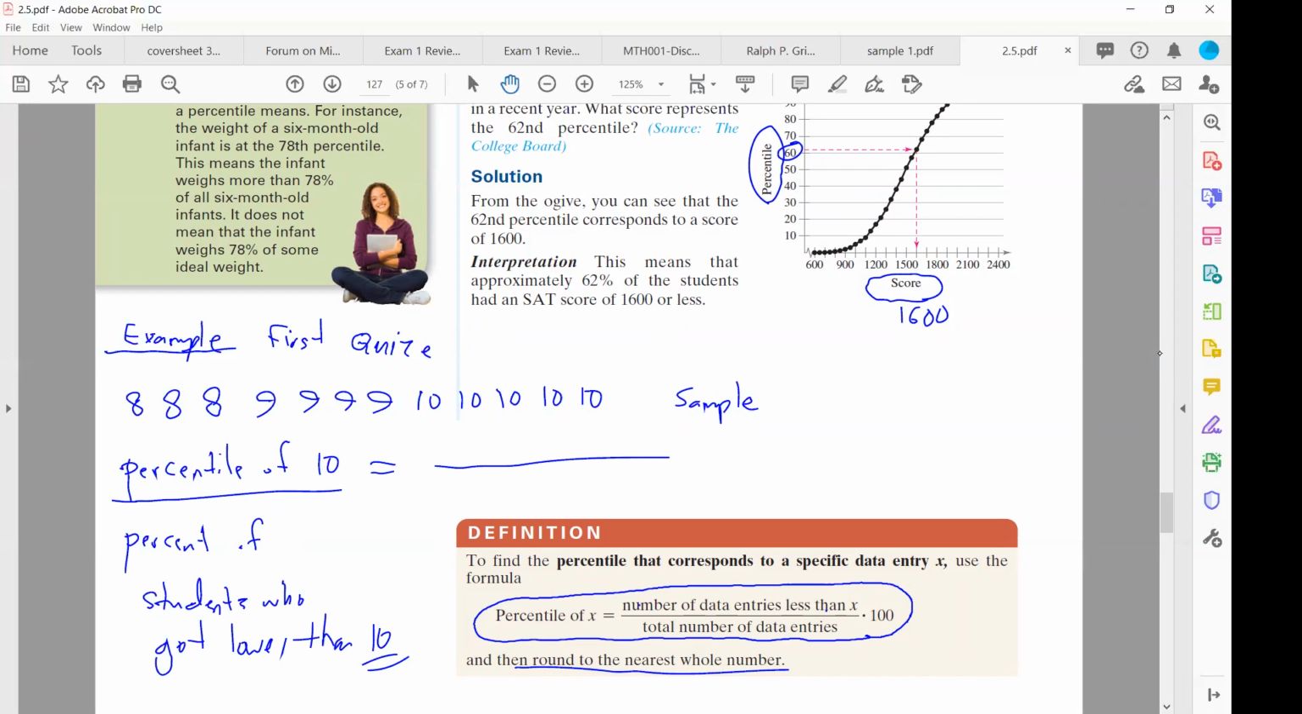Do I have data in order? Yes. So how many numbers are less than 10? 1, 2, 3, 4, 5, 6, and 7. So 7 goes on the numerator. How many data do I have in total? 8, 9, 10, 11, 12. 12. Then after doing the division, I'll multiply this guy by 100. Please calculate this number. What is 700 divided by 12?